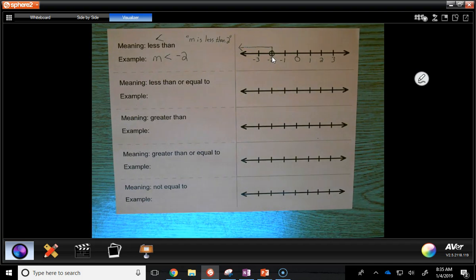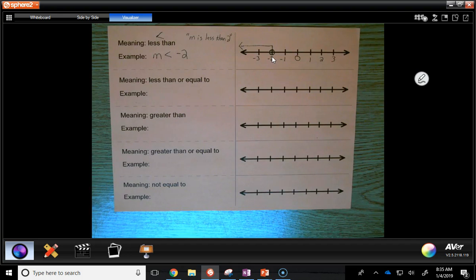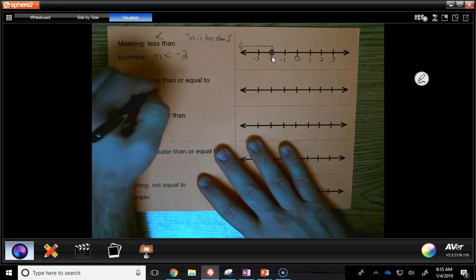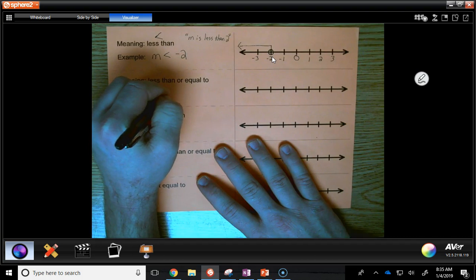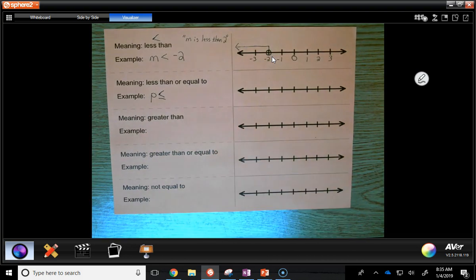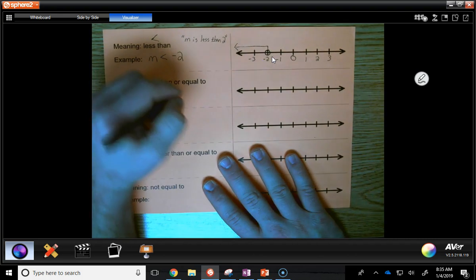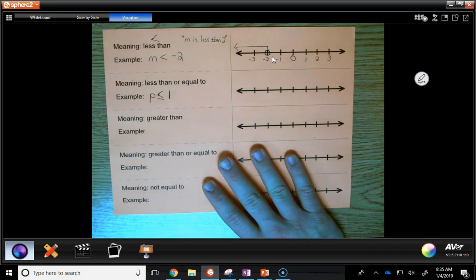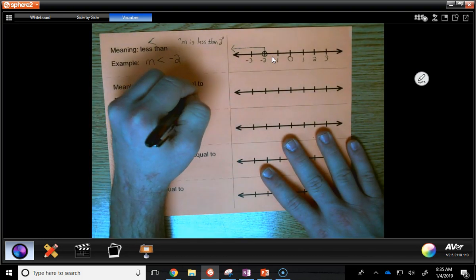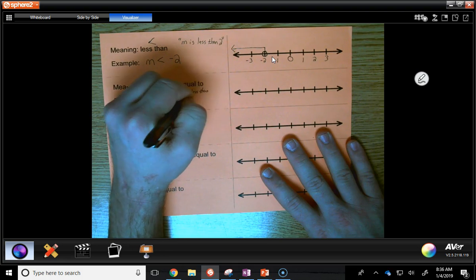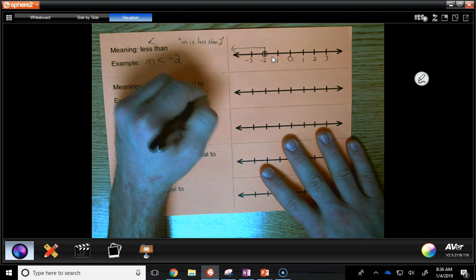On the next example, you're going to see this a little bit different. It says less than or equal to. So when we have it less than or equal to, let's use the letter P. I'm going to say P is less than or equal to. Remember, you put that little line under your less than sign. That means it's either less than or it's equal to. And we'll just say 1. As a sentence, we say P is less than or equal to 1.